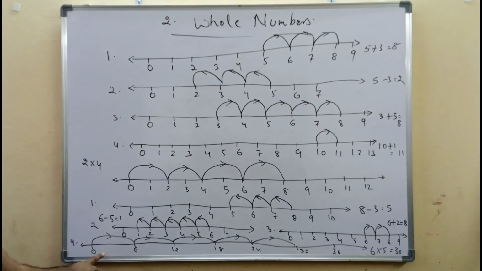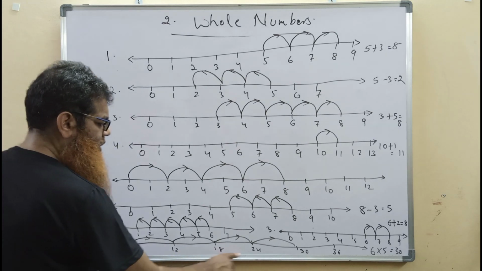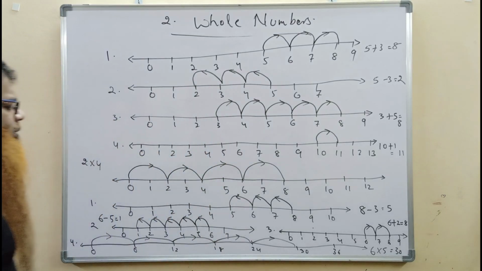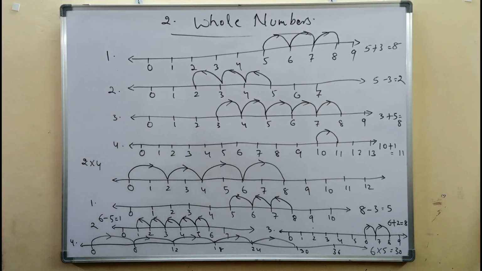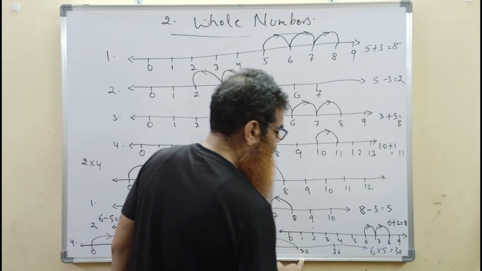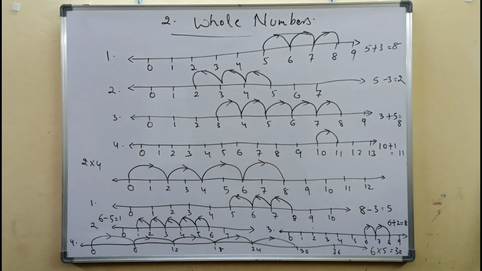Now, how many 6s are needed to get 30? So, we started from 0, 1 six, 2 sixes, 3 sixes, 4 sixes, 5 sixes are needed to get to 30. We jumped 5 times towards the right from 0. Every time we jumped 6 numbers. 0 to 6, 6 to 12, 12 to 18, 18 to 24, and 24 to 30. To get to 30, we jumped 5 times. Each time we jumped 6 numbers. So 5 sixes are needed to get to 30.